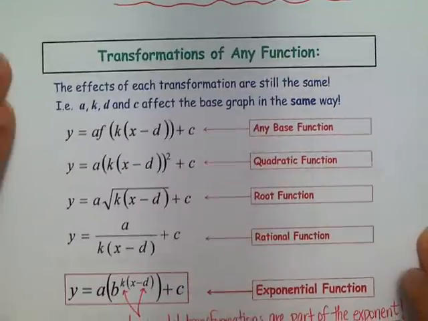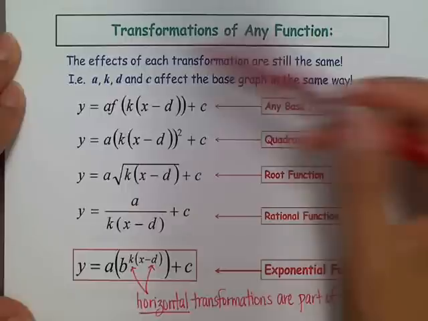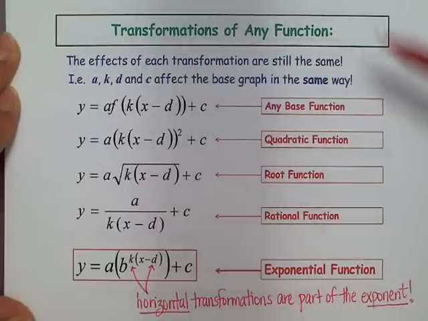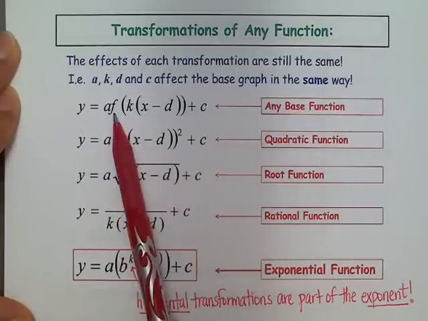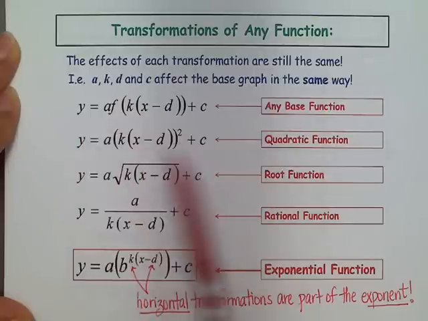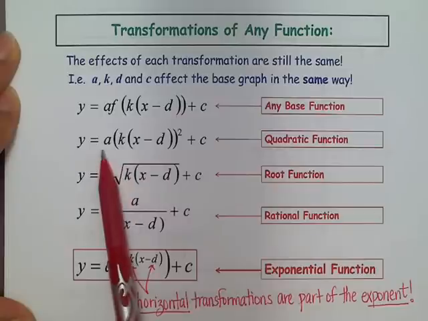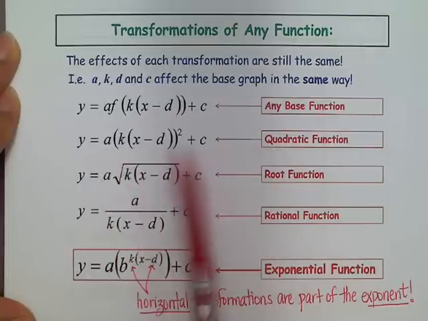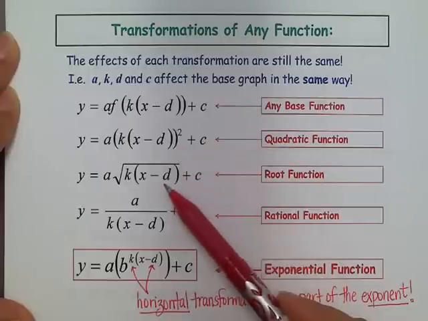Okay, transformations of any function. So this is the last time you're going to look at all these transformations. The effects of each transformation are still the same. In other words, A, K, D, and C affect the base graph in the same way. So here's the one with any base function, so we don't know what f represents. The second example here is for a quadratic function, so f gets replaced with an exponent of 2. Notice the location of the values, so A, K, D, and C. It still affects the base graph, which was quadratic in this case, in the exact same way.